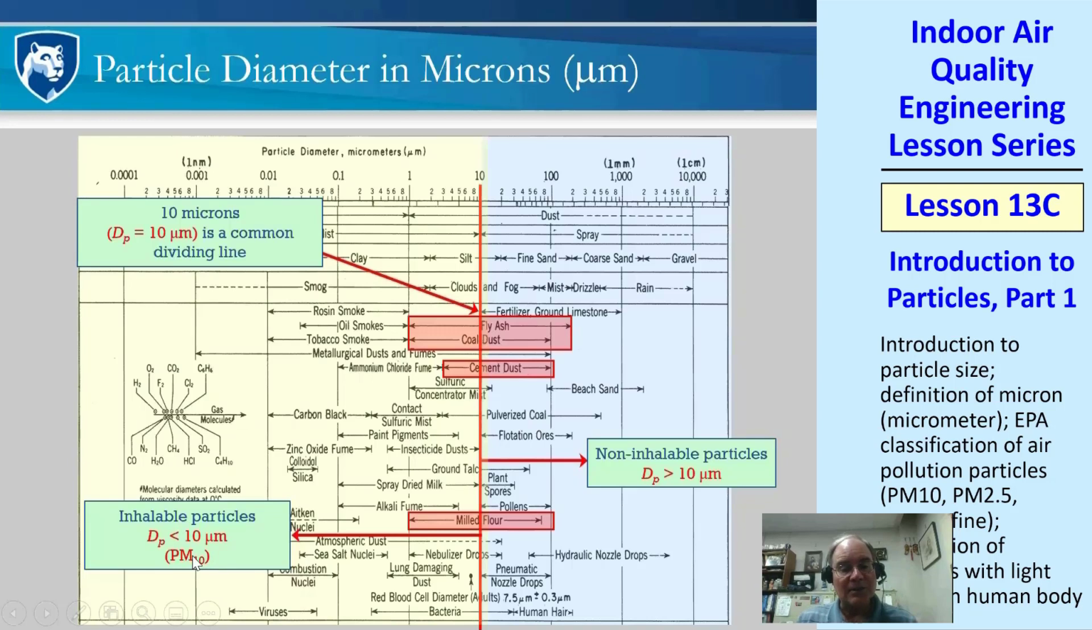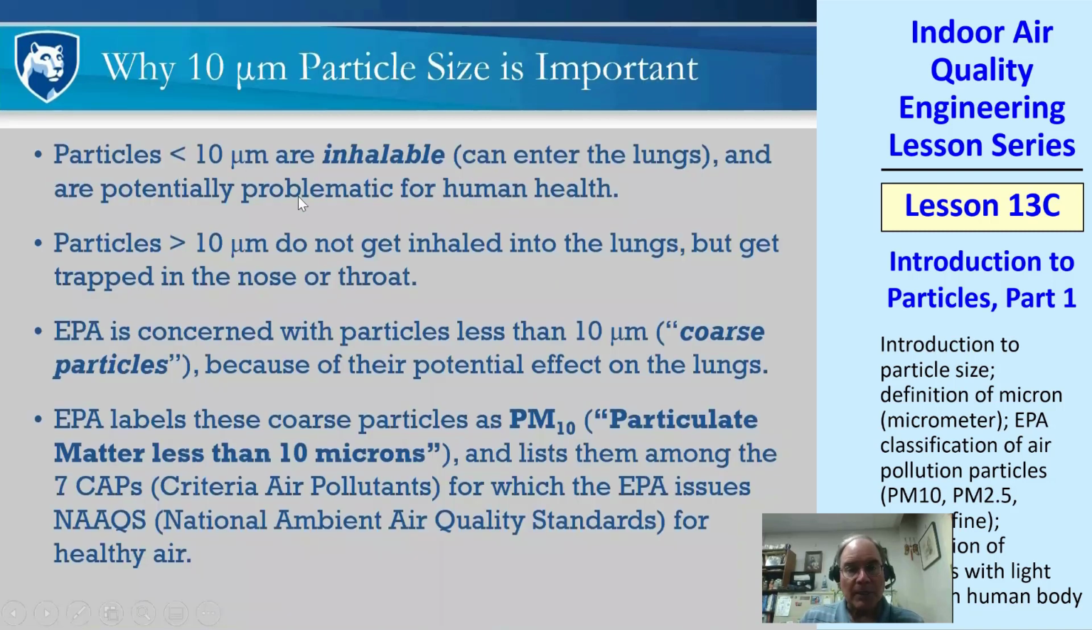The EPA is concerned about those. They call them PM10, particulate matter less than 10 microns. That's what PM10 means. So particles less than 10 microns are inhalable. Particles greater than 10 microns do not get inhaled into the lungs. And then they also call them coarse particles. They are of concern, and they are labeled particulate matter less than 10 microns, PM10.